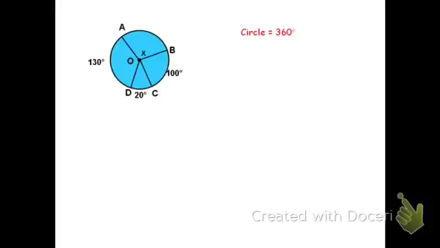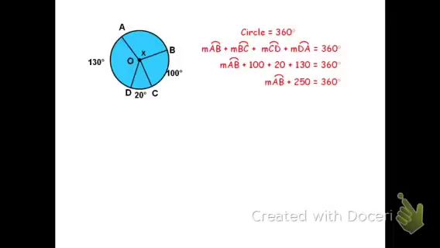So setting this one up, I'm going to start with the circle's 360, and I'm going to list out what arcs come together to make the full circle. If I then substitute in what I know about arcs BC, CD, and DA, I can then solve the problem. 100 plus 20 is 120, plus another 130 is 250. If I subtract that from 360, I get that the measure of arc AB is 110 degrees. And that's going to help me. Now that I know the measure of arc AB, I can find the measure of that central angle, angle AOB, because the arc measure and the central angle are equal. I can then substitute in that 110 degrees and the x that I'm looking for and find that x is 110 degrees.